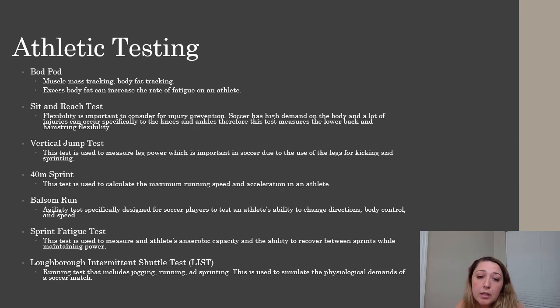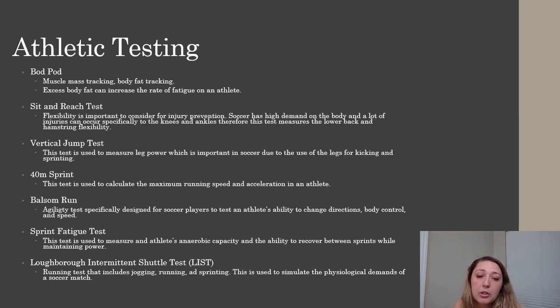40-meter sprint, this is used to calculate the maximum running speed and acceleration in an athlete. So you can also pace out like 10, 20 meter, 30 meter, up to a 40 meter. I mean, you can do more too, but I felt like 40 meter was a good spot. So that way you could also pace at the other meter marks to see what your split times are.